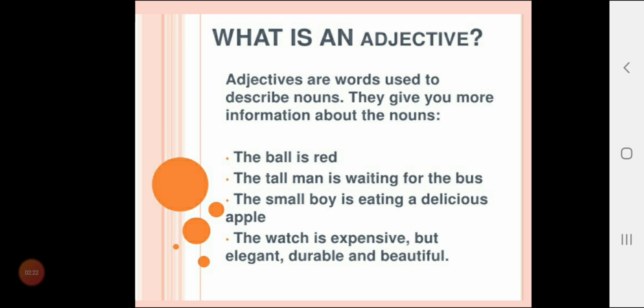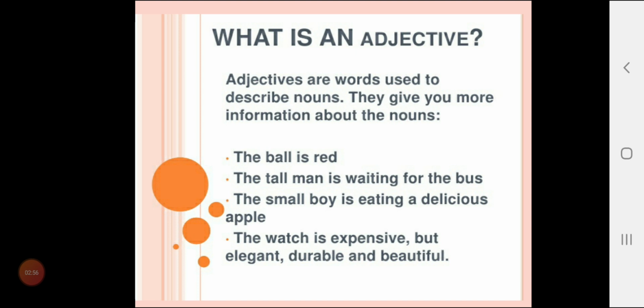So an adjective is usually put before the noun it describes, but sometimes it is also separated from the noun and put after words like is, am, are, was, were, seem, appear, etc. For example, the ball is red, he was sad, she is beautiful, the problem is difficult. So in these types of sentences, the adjectives are attached with the verb.